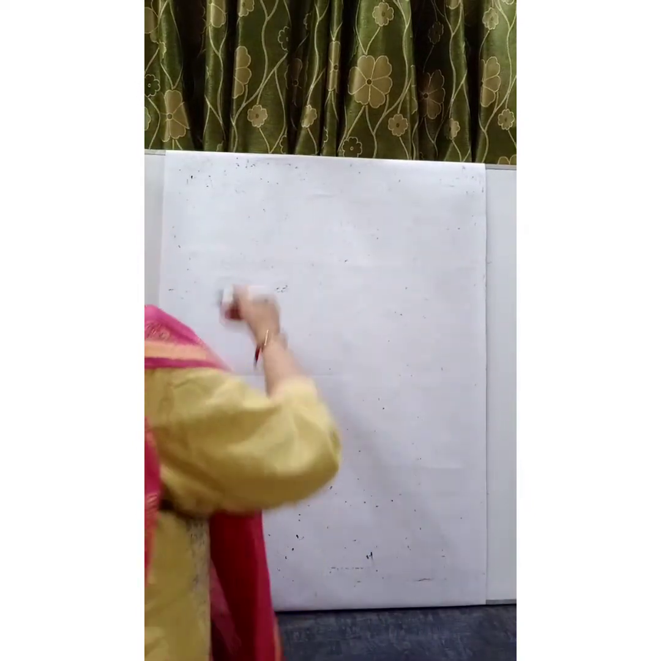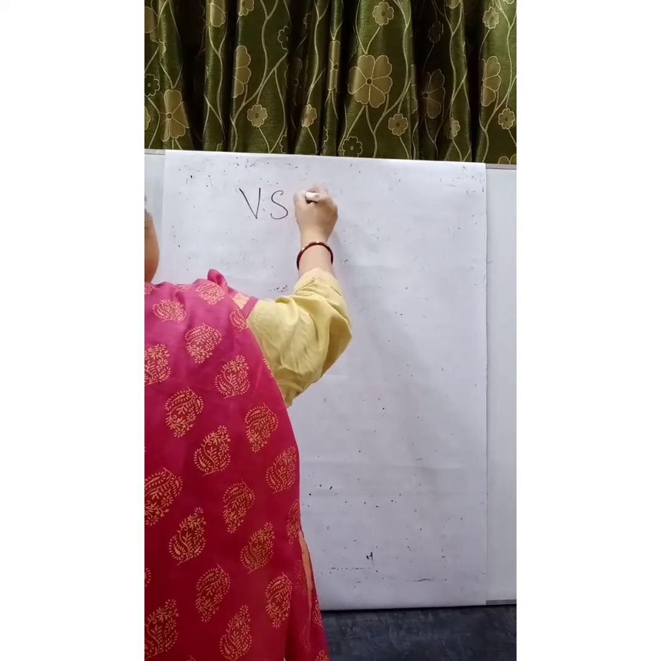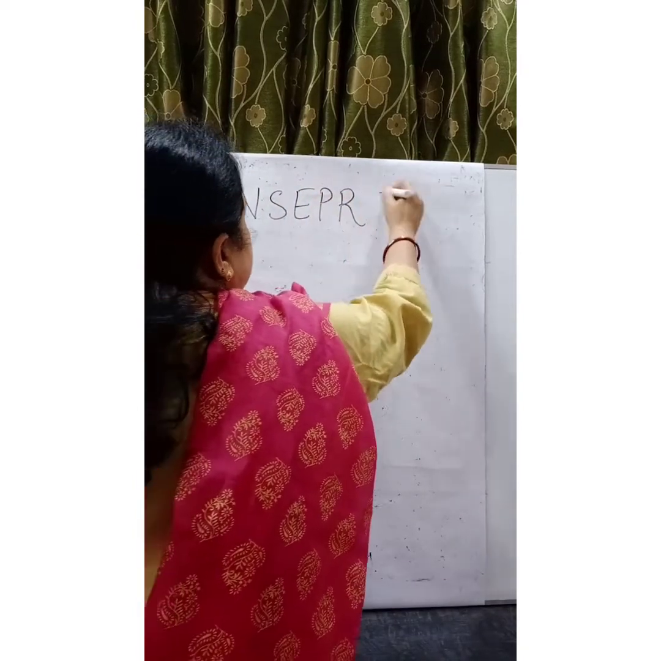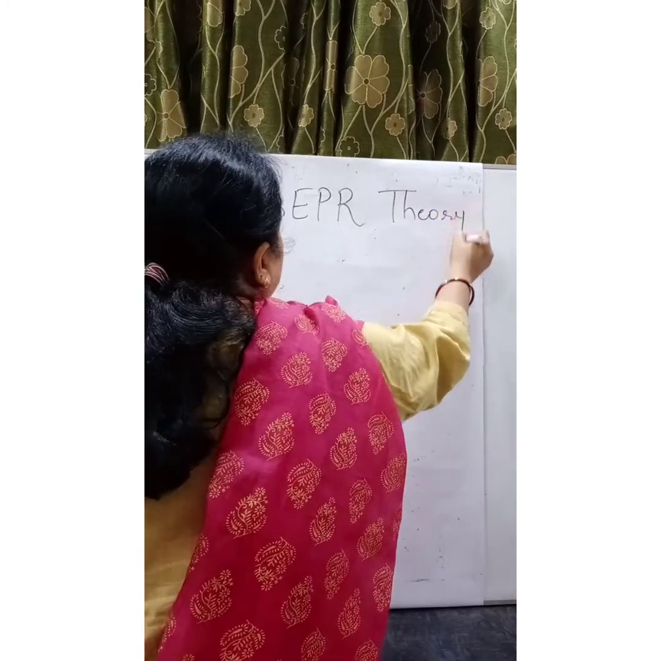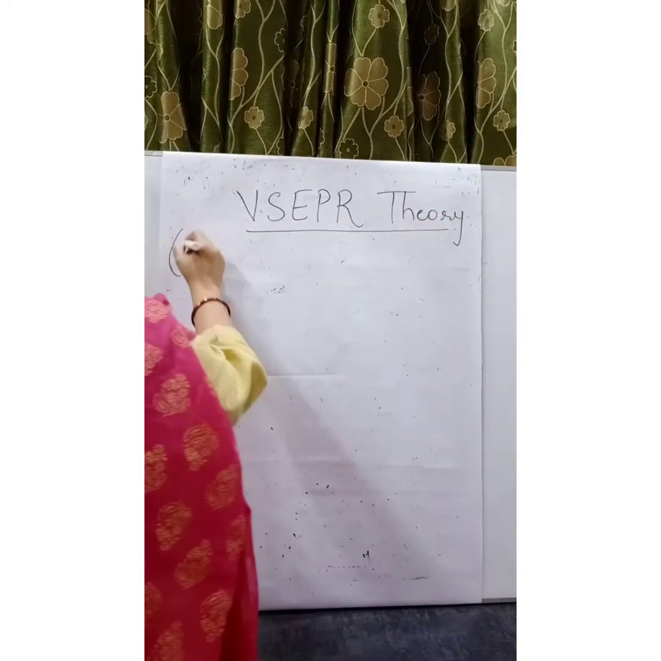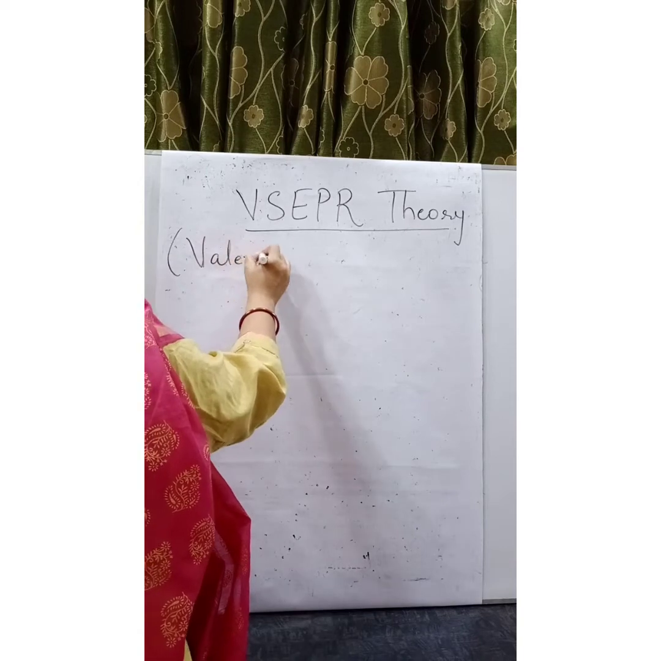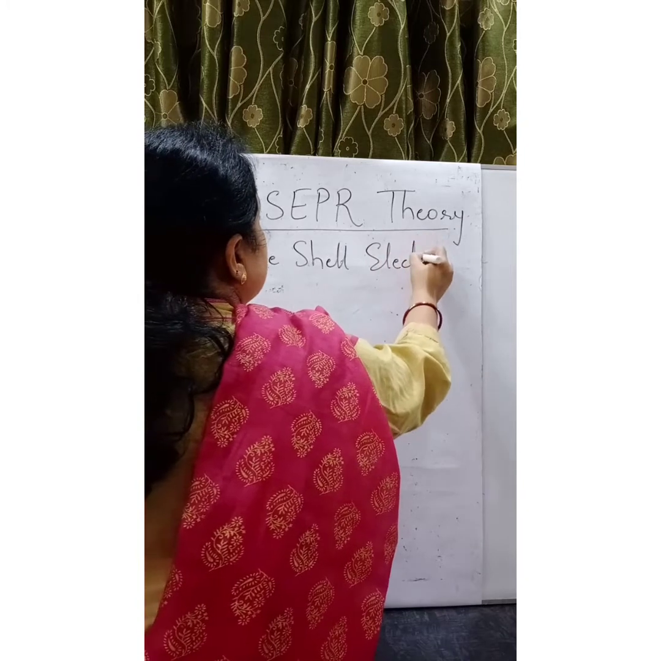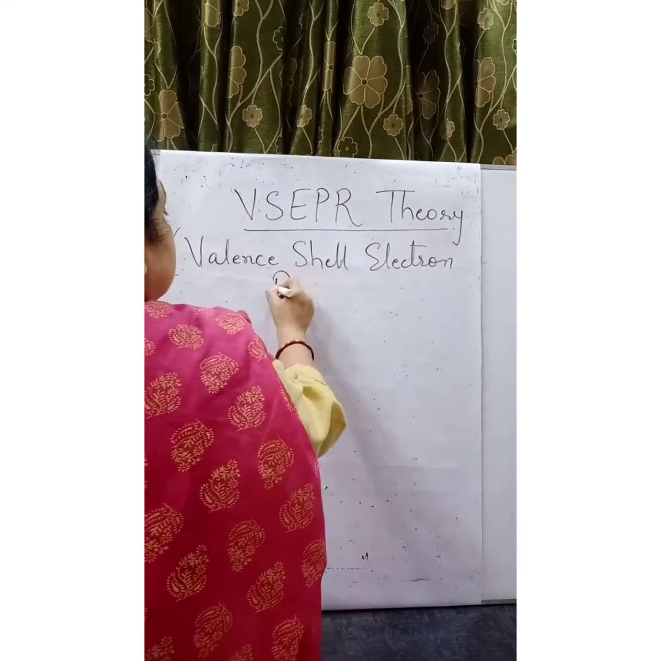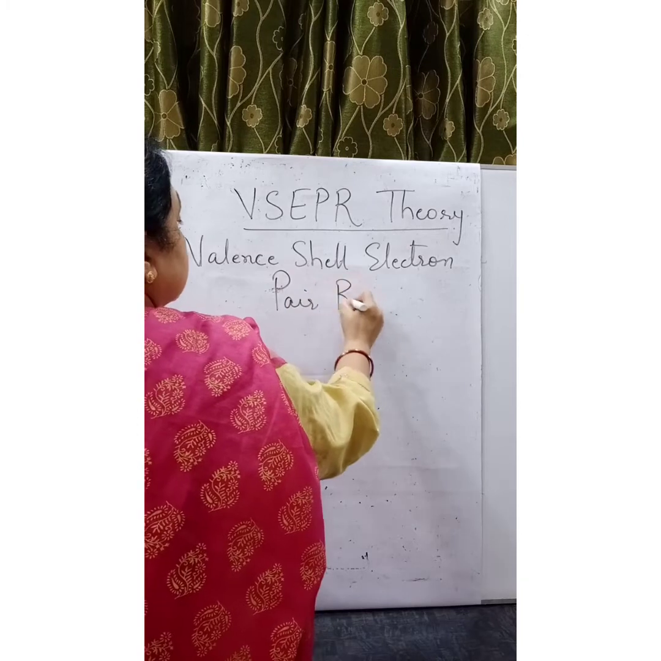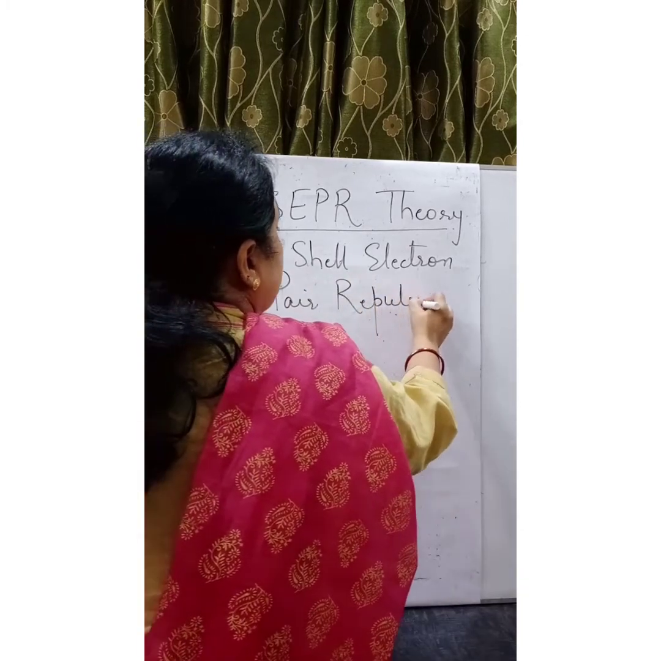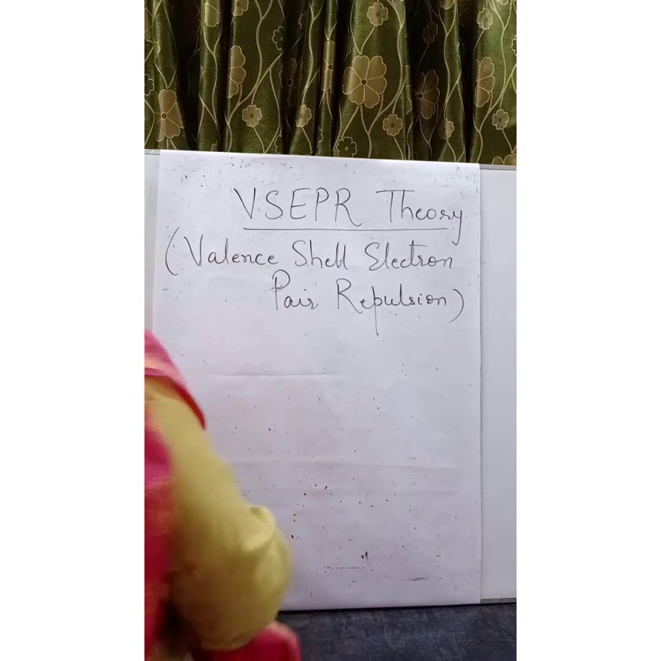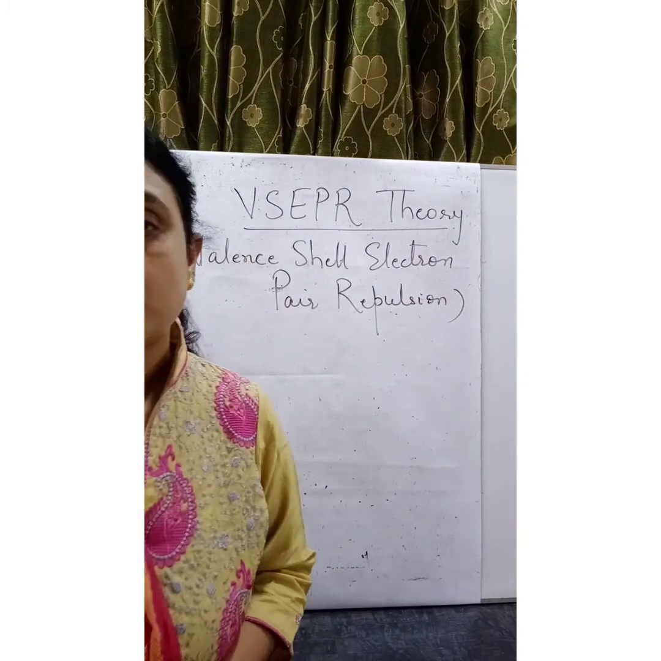In this video, we will discuss a new theory, that is VSEPR theory. VSEPR stands for valence shell electron pair repulsion theory. The name itself suggests that the electron pairs that are present in the valence shell undergo repulsion, and due to that repulsion there is an effect on the shape of the molecules.